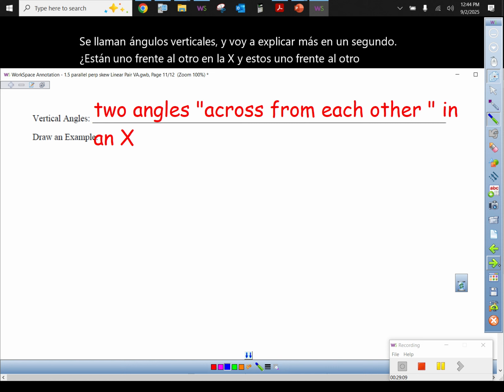I don't even know what the real definition is. I have to look it up. I've been doing this for 20 years and I don't even remember it myself. Thanks for asking, but I don't know. It's weird, it's hard to understand. This one's easy to understand: 2 angles across from each other in an X.